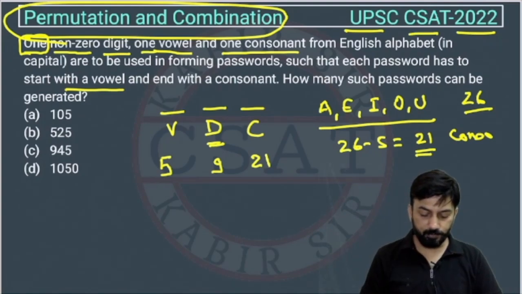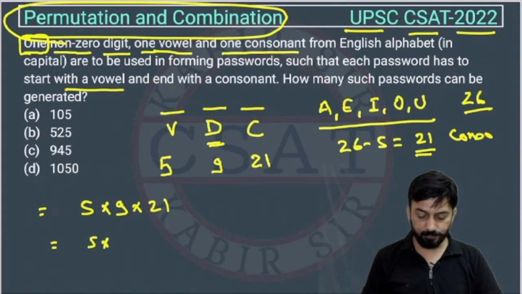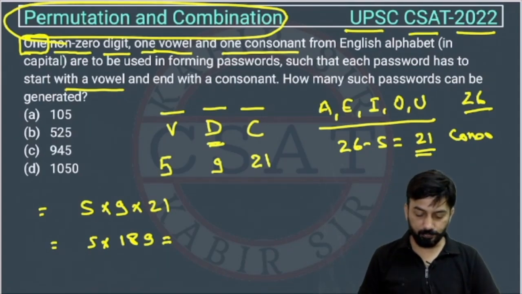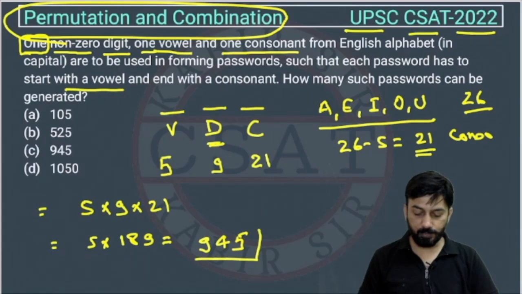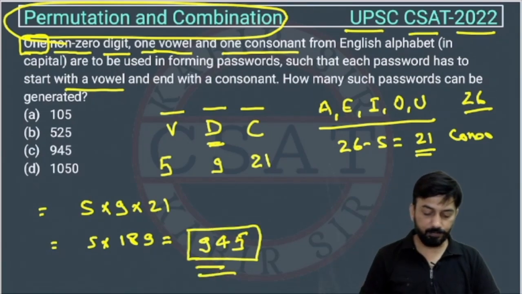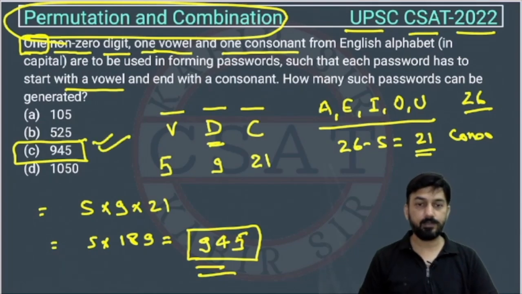So how will we find it? The total passwords that can be generated are equal to 5 into 9 into 21. We just have to calculate this, and that is the answer. So what will be the answer? This will be 5 into 189. You will multiply it, so this is equal to: 5 9s are 45, 5 8s are 40 plus 4, 44. 5 into 1 is 5 plus 4, so this is 9. So the total passwords that can be generated are 945. So the answer is option C. So this is the answer, right?